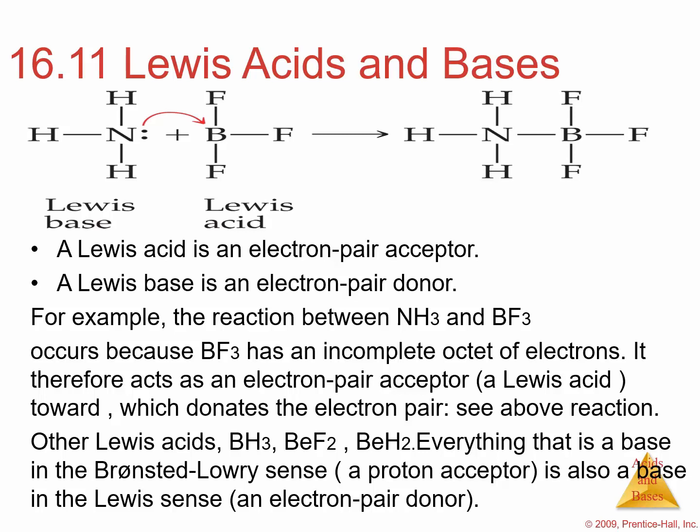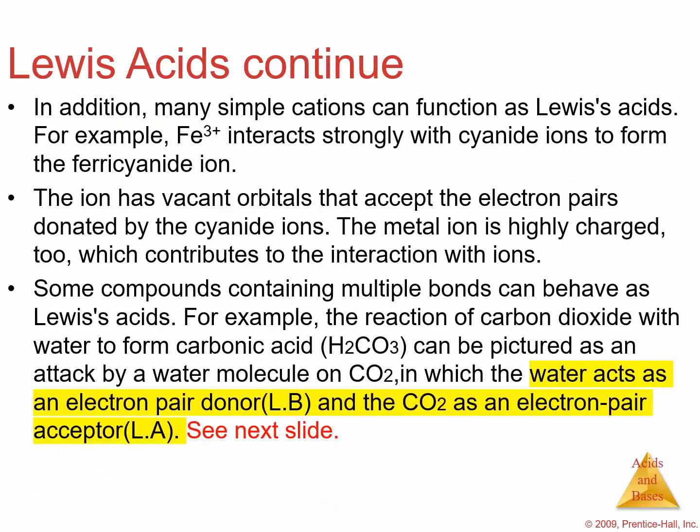Everything that is a base in the Brønsted-Lowry sense, proton acceptor, is also a base in the Lewis sense, an electron pair donor. In addition, many simple cations can function as Lewis acids. For example, Fe3+ interacts strongly with cyanide ions to form the ferricyanide ion. Now, the ion has vacant orbitals that accept the electron pairs donated by the cyanide ion. The metal ion is highly charged too, which contributes to the interaction with ions.